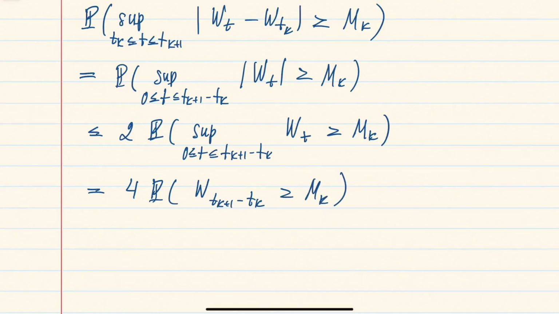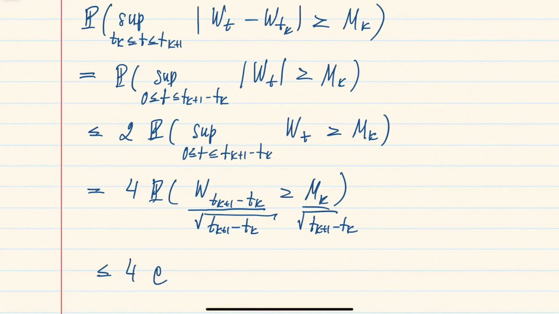Now if we scale both sides by the square root of this time increment, on the left hand side we get a standard Gaussian random variable, so we have good control of the probability of this tail. Namely, this will be bounded just by the exponential of minus 1/2 times this constant squared, so m_k squared divided by t_{k+1} minus t_k.